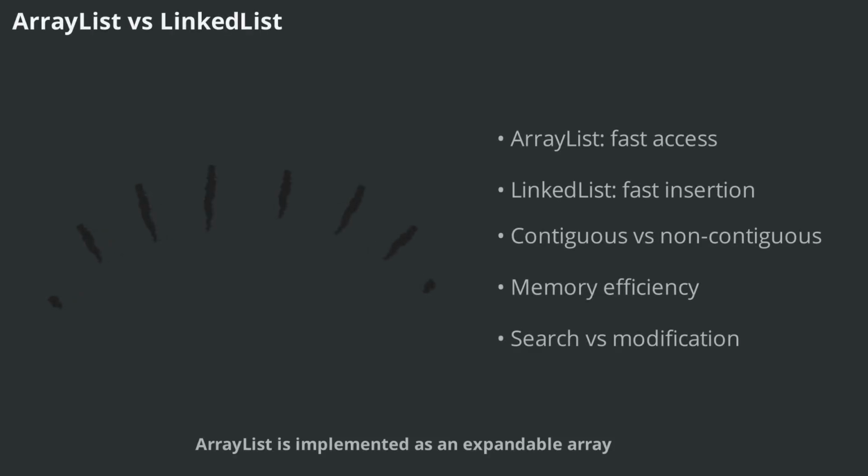ArrayList is implemented as an expandable array, storing elements in contiguous memory locations. It is faster for random access and more memory efficient. LinkedList, however, is implemented as a doubly linked list, storing elements in non-contiguous memory locations. LinkedList is faster for insertion and deletion operations but less memory efficient. ArrayList is better for search operations, while LinkedList excels in modifying the collection.